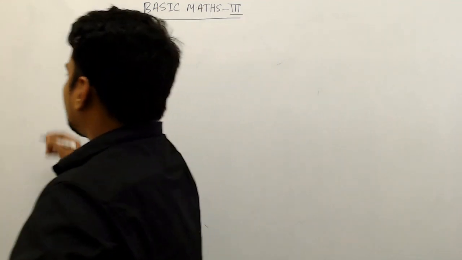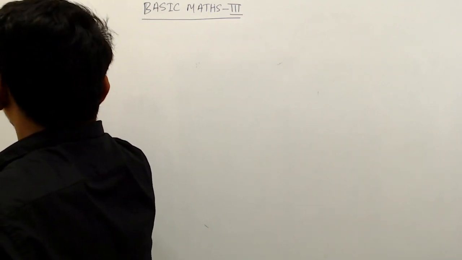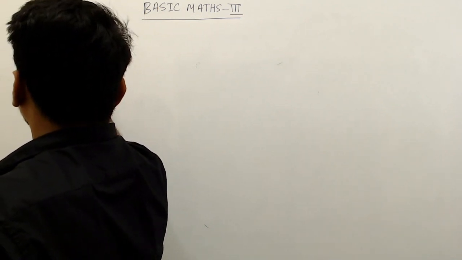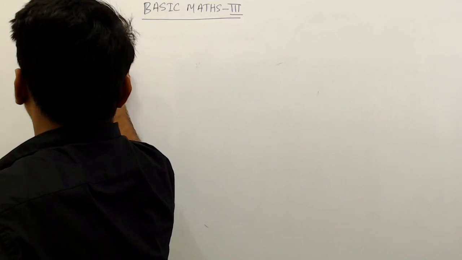Okay, now the fifth format is the 1 point slope form. 1 point slope form.